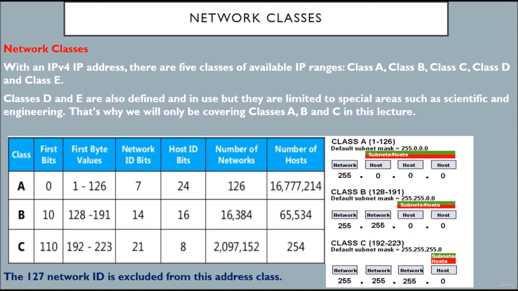Let's talk about the network classes. With an IPv4 IP address, there are 5 classes of available IP ranges: Class A, Class B, Class C, Class D, and Class E. Class D and E are also defined and in use, but they are limited to special areas such as scientific and engineering. That's why we will only be covering classes A, B, and C in this lecture.